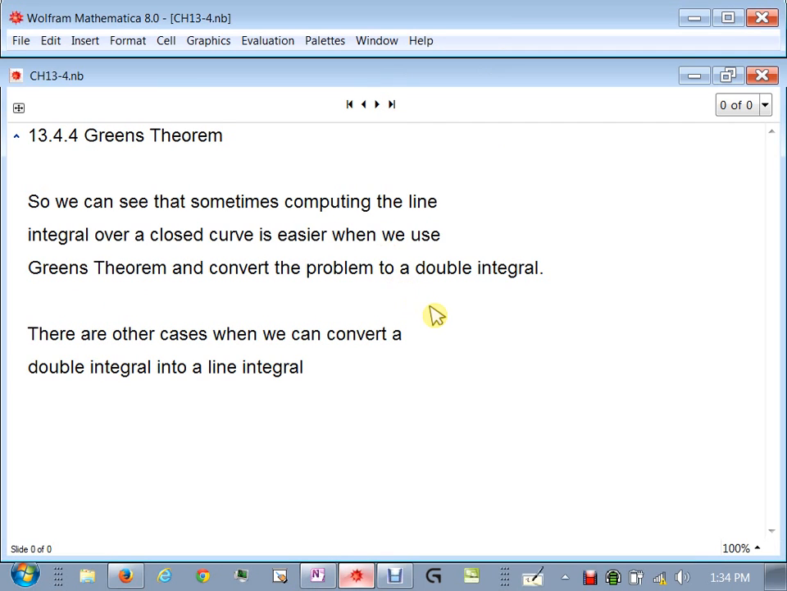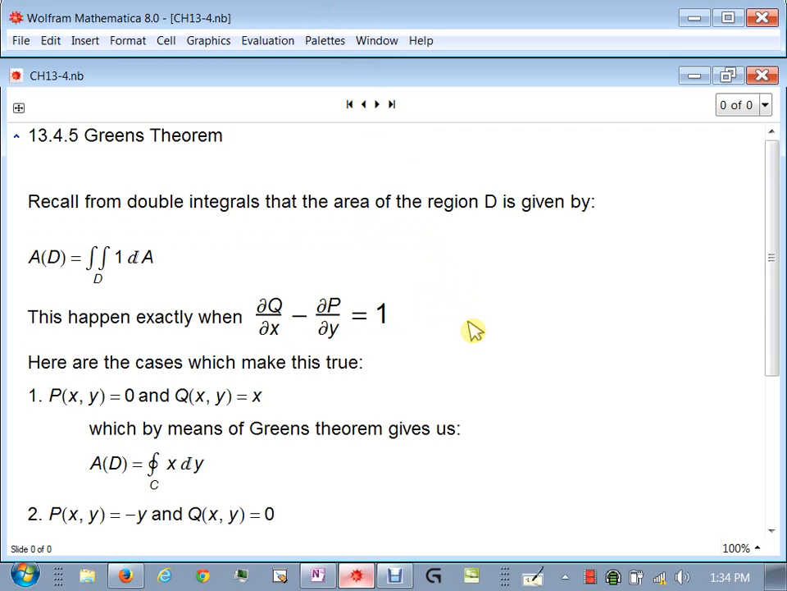All right, so we can see that sometimes computing the line integral over a closed curve is easier when we use Green's theorem and convert the problem to a double integral. There are other cases where we can convert double integrals to line integrals. So remember from double integrals that if you wanted to find the area of a region D, you do the double integral of 1, right? Remember that? All right, now remember that with Green's theorem, this 1 was partial of Q with respect to x minus partial P with respect to y, right?